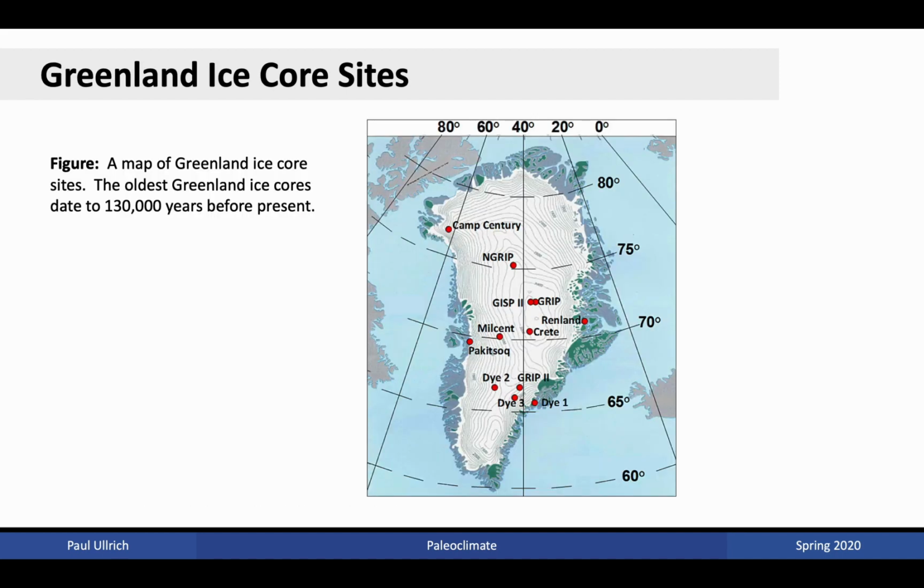Greenland also has a number of locations which can be used to extract ice core records and learn about the climate of the northern hemisphere. The oldest Greenland ice cores date to about 130,000 years before present.